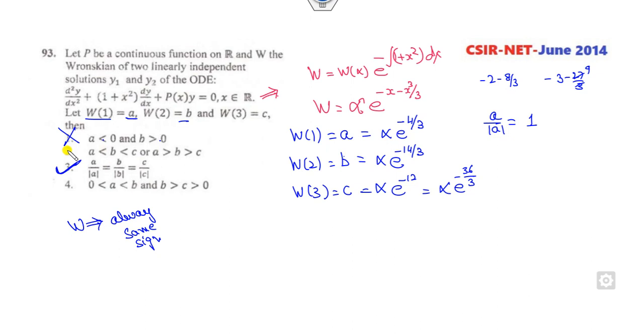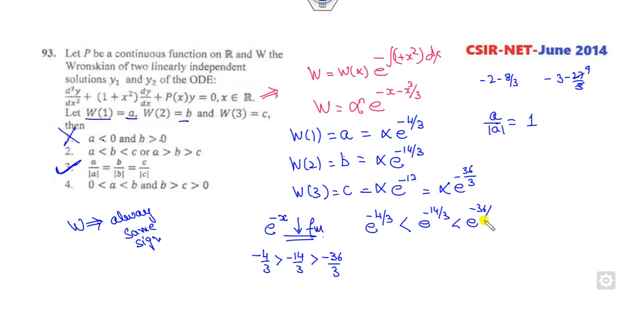Now look at the second and the fourth option. How can you think about that? Now that's very simple: A less than B less than C, you have to find the relation between them. What is that? E raised to power minus x is a decreasing function. We all know about that. So what is the meaning of that? So e raised to power minus 4 by 3 is greater than e raised to power minus 14 by 3, which is greater than e raised to power minus 36 by 3, and it's a decreasing function, so you can write this number in this form.